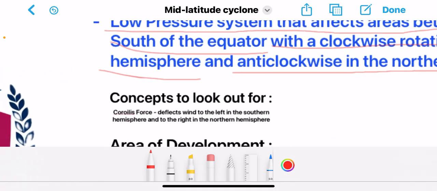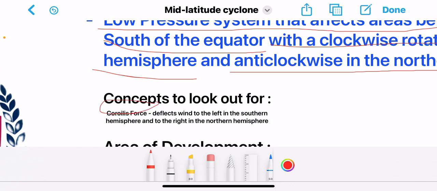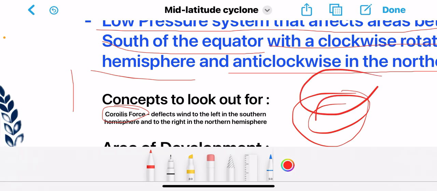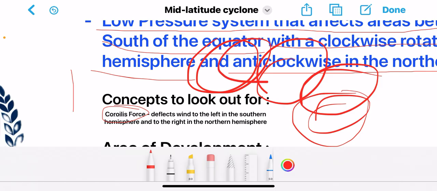Now I want us also to look at the concept Coriolis force. We know that Coriolis force deflects wind to the left of its course in the southern hemisphere, and in the northern hemisphere it deflects wind to the right of its course. Coriolis force helps us with the rotation of a cyclone, or the rotation of air movement, right?